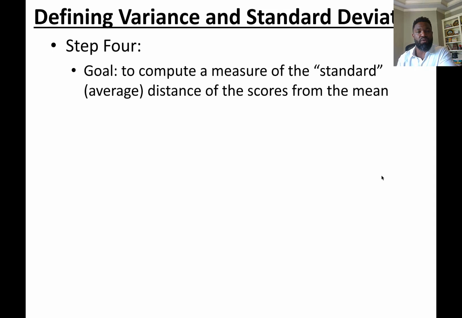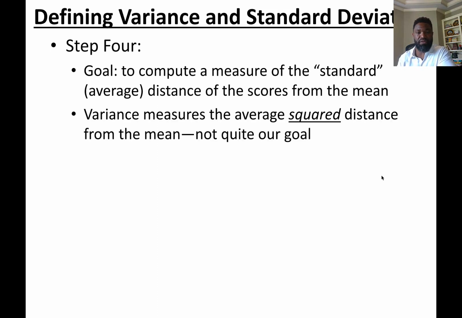Step 4 in defining variance and standard deviation: again, we want a measure of the standard distance. We don't want those squared units, so we have to get rid of that. The way that we take that out is by getting the standard deviation. The standard deviation is the standard distance of each score from the mean.